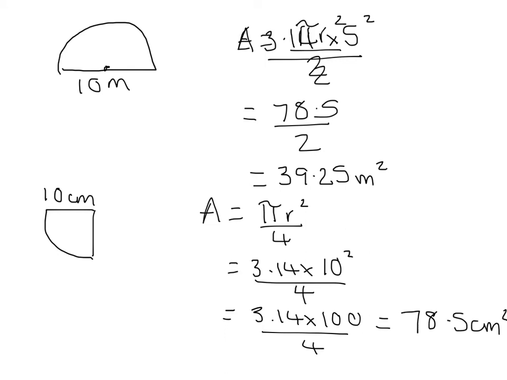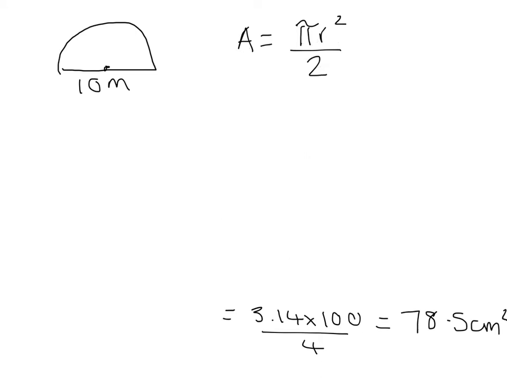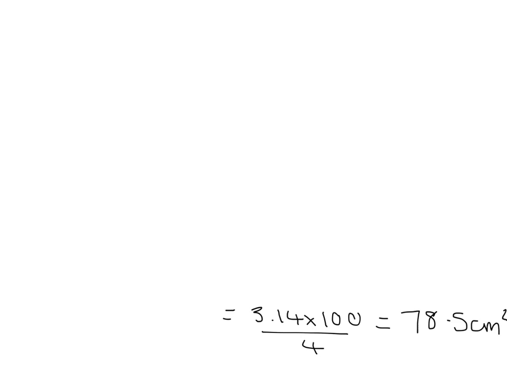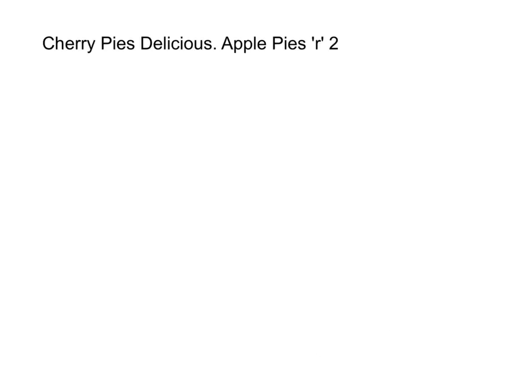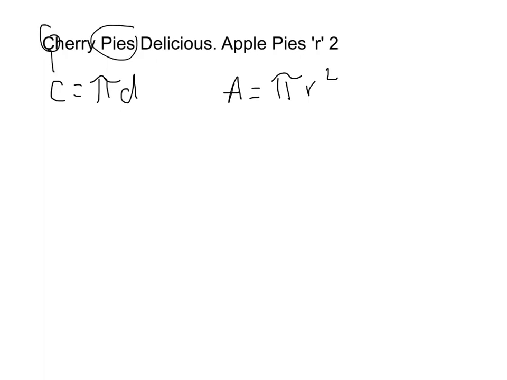And before we go, just something that might help you remember these formulas. What I like to remember them as is cherry pie's delicious, apple pies are too, just showing us that C equals pi d and area is equal to pi r squared. So cherry pie is delicious, where the C on the cherry is circumference, pi is of course pi, and the D for delicious is diameter, and apple pies are 2, where A is area, pi is pi, r is radius, and 2 means squared.